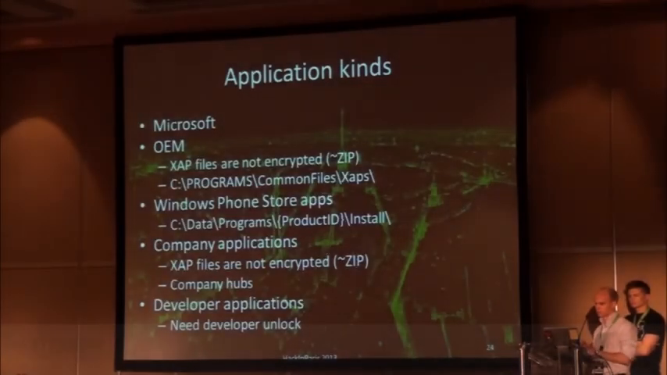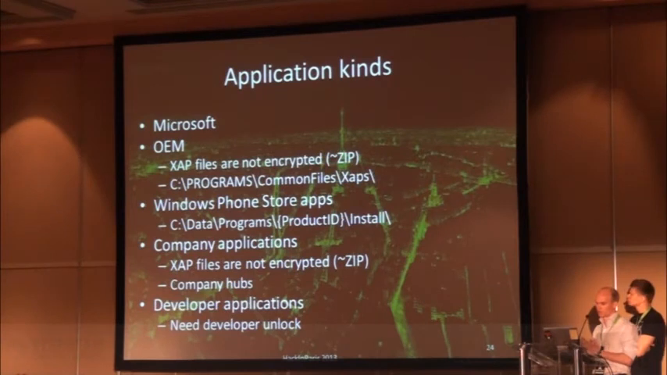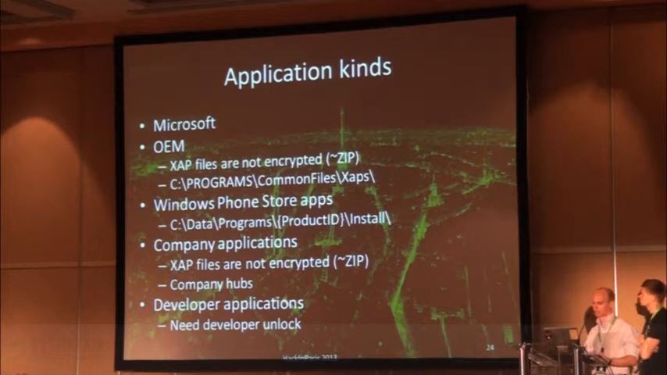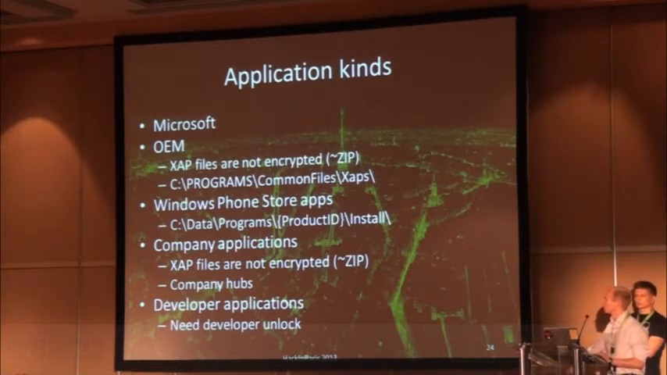There are several kinds of applications. There are first-party applications. These are applications from Microsoft itself. There are second-party applications, which are OEM applications. So when you buy a new device, you already have some pre-installed apps. The most common are third-party apps. These are applications from the Windows Phone Store.